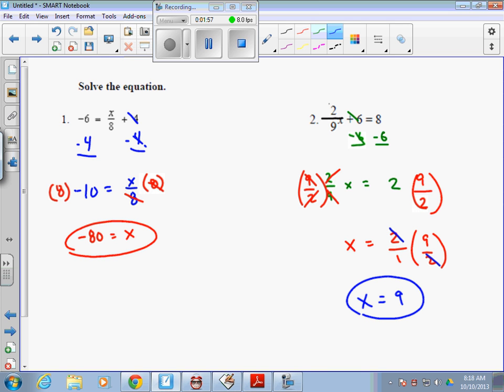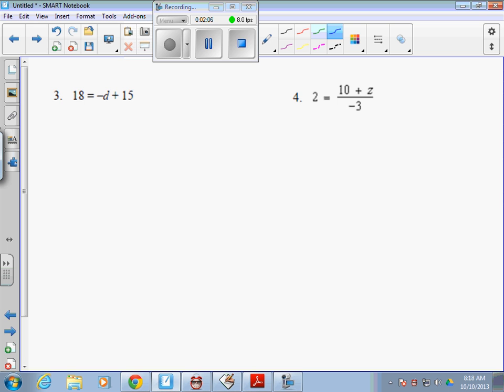Or if you multiply straight across, 2 times 9, you get 18, and 1 times 2, you get 2, and then when you divide it, 18 by 2, it leaves you with x is 9. Number 3 says 18 equals negative d plus 15. Get rid of plus 15 by subtracting it. You do it to the right side, subtract it to the left side to keep the balance. 18 minus 15 is 3, equals negative d plus 15 minus 15 will cancel out.